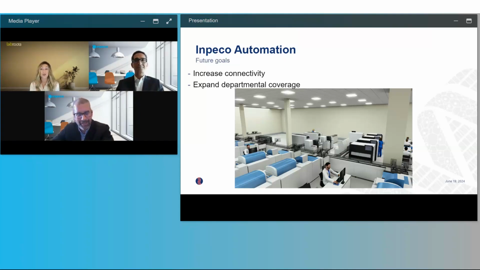Okay. So this one: do you have an ROI calculator that can be used to determine the business case to go with Inpeco? Ooh, that's a difficult one. Yeah. Well, I'll take one. So the short answer is no. There is no ROI calculator.